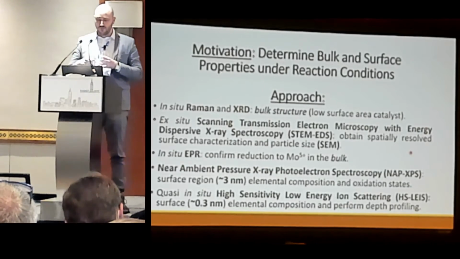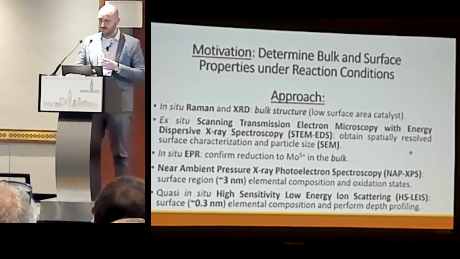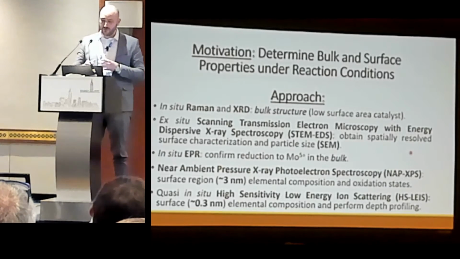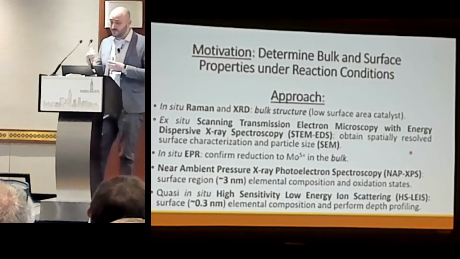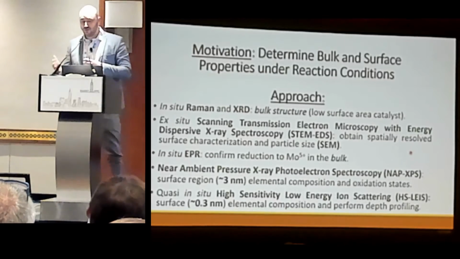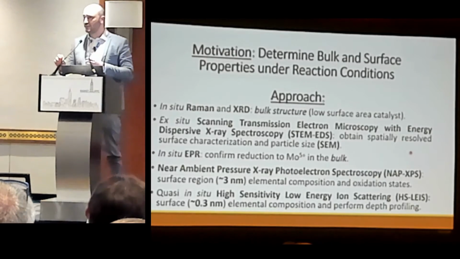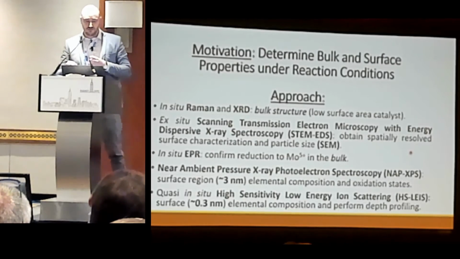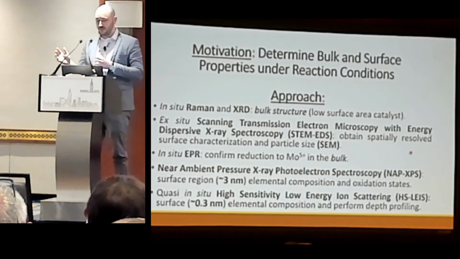We use in-situ EPR to confirm that we have indeed reduction to molybdenum 5 plus. Though again, this is in the entire bulk. And we use near ambient pressure X-ray photoelectron spectroscopy, or NAP-XPS, to get an idea of the elemental composition and the oxidation states in the entire surface region, which is what we call the top 3 nanometers approximately. And finally, we use quasi-in-situ high sensitivity low energy ion scattering, or HS-LEIS, a very exciting and cool technique, which gives you an idea of the elemental composition.